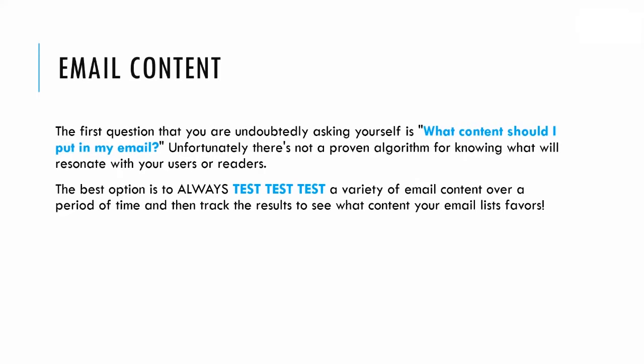So you've got your MailChimp account created. You've made some subscription forms. Now it's time to send those first emails. You're undoubtedly asking yourself, what content should I put in my email? Unfortunately, there's not a proven algorithm for knowing what will resonate with your users, your subscribers, your readers.